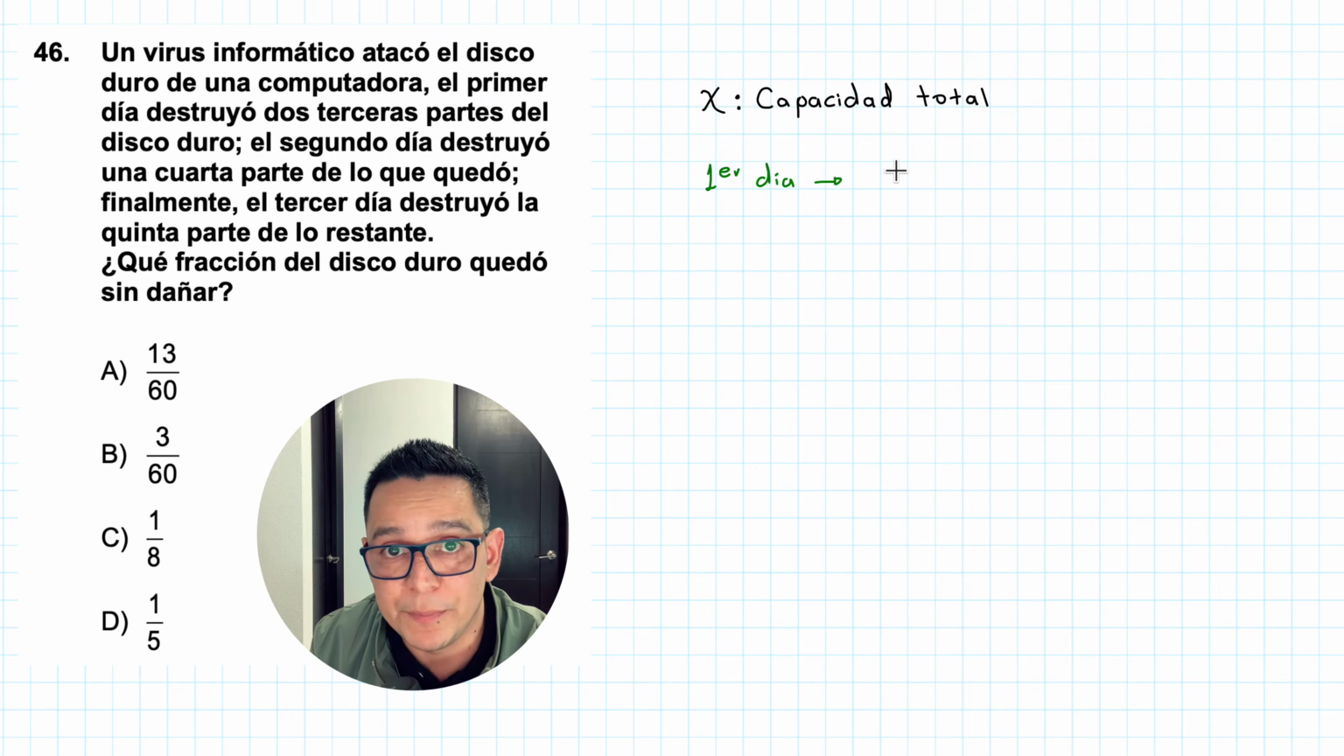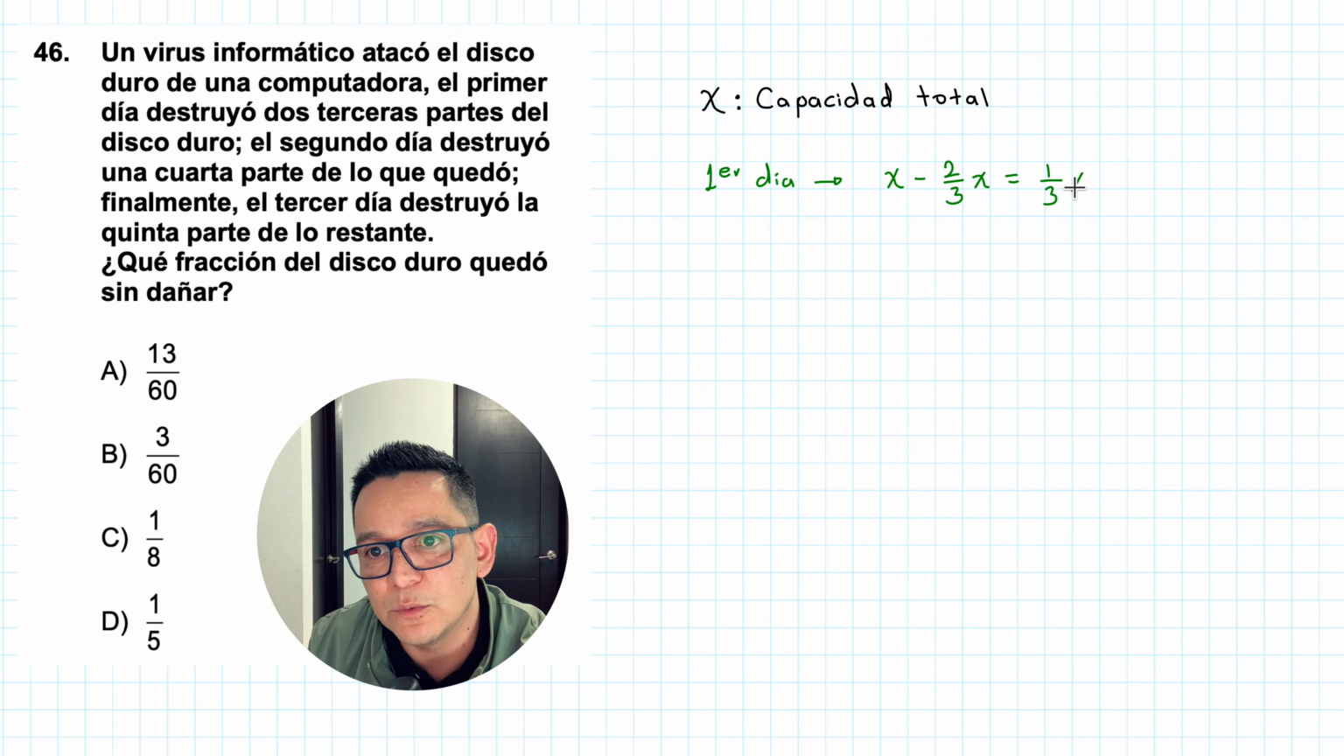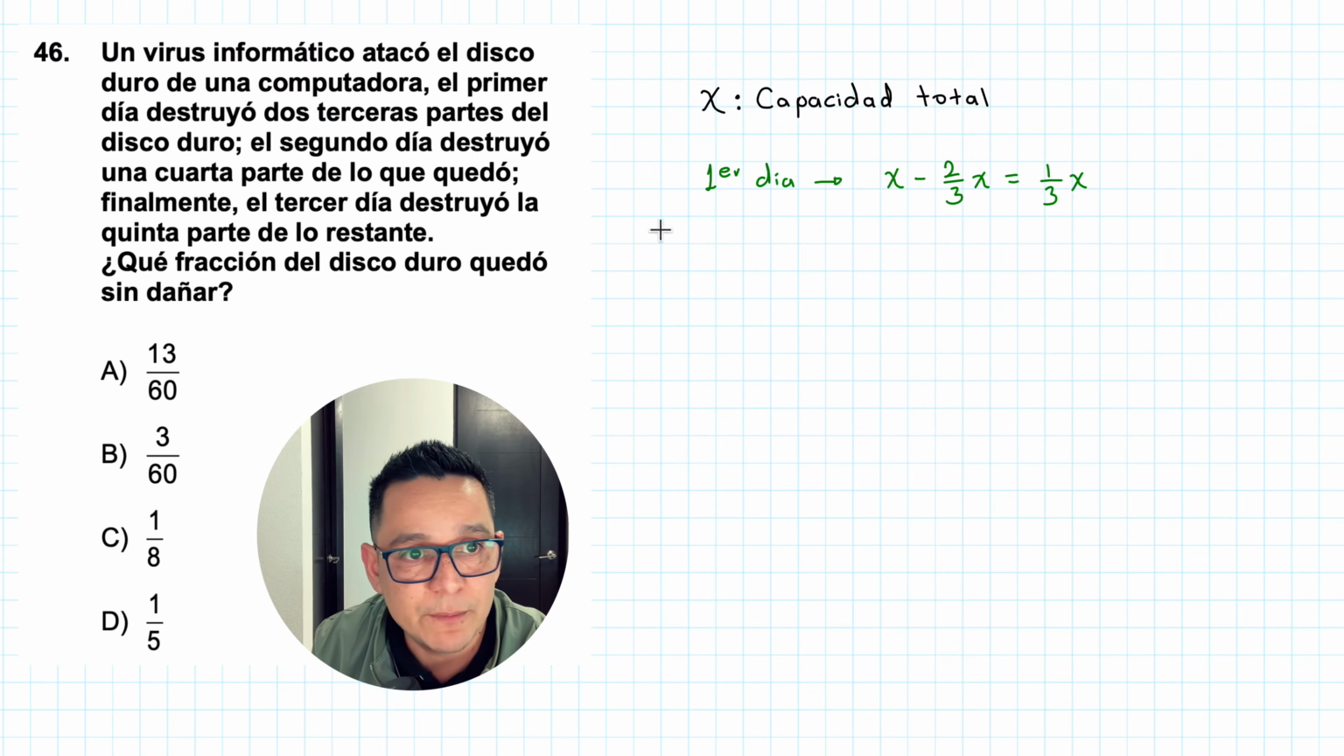So the operation I have to do would be X minus 2/3 of what? Well, of X, right? And here it's simple, because if I take away 2/3 of X from X, I'm left with 1/3 of X, that is, of the total capacity. Here's what happened on the first day. Now let's move on to the second day.